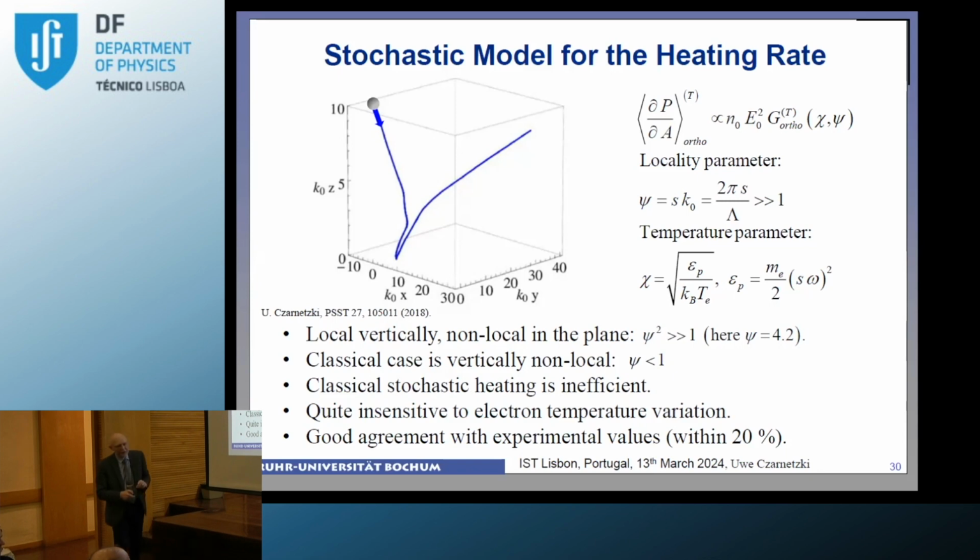So in our case, everything is non-local in the plane, but you have locality either in the vertical direction or in the perpendicular direction, or a non-locality. And that's exactly the opposite to what happens in a standard ICP discharge, inductively coupled plasma, which we discussed before. Just the opposite thing.